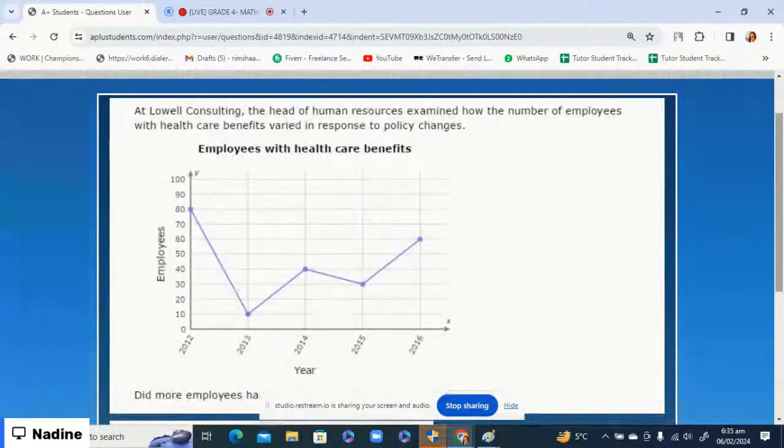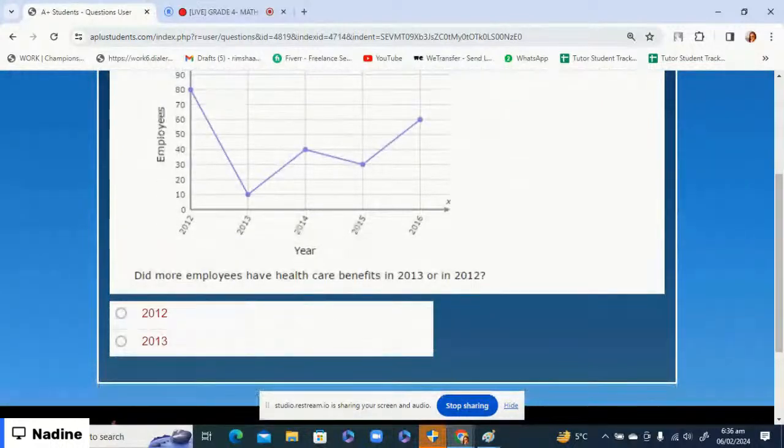Now check this one. At Lowell Consulting, the head of human resources examined how the number of employees with healthcare benefits varied in response to policy changes. The number of years is given and the number of employees is given. So, employees with healthcare benefits. We need to know, did more employees have healthcare benefits in 2013 or 2012? We need to check which has more.